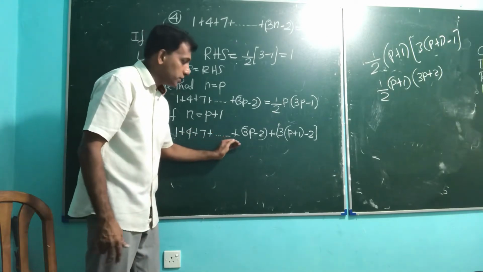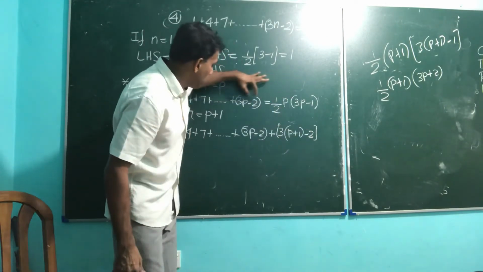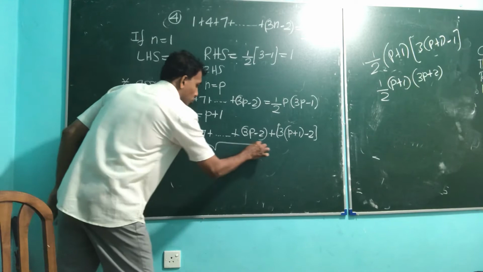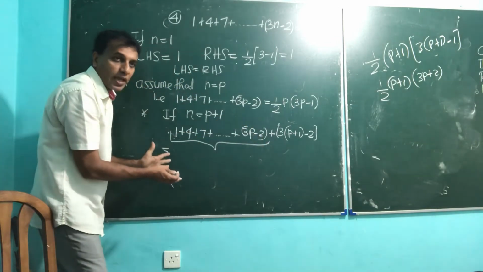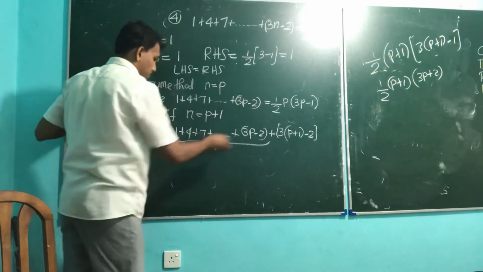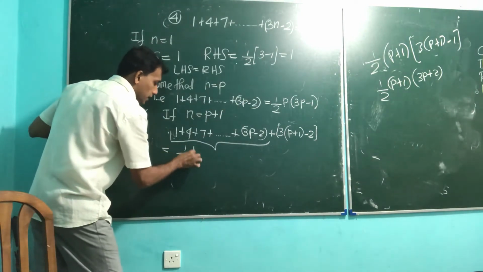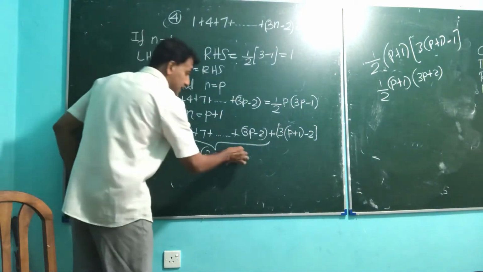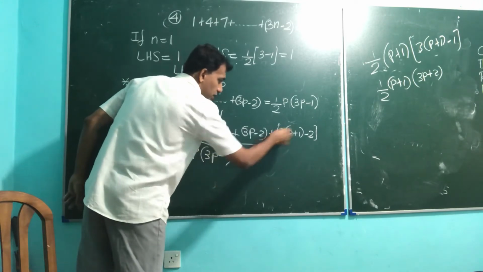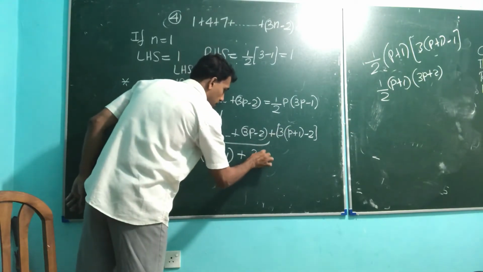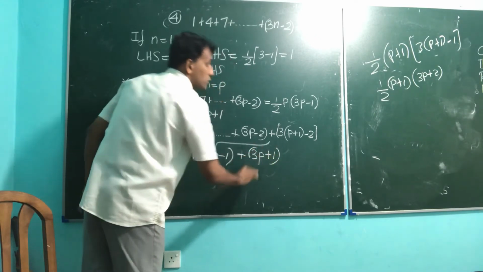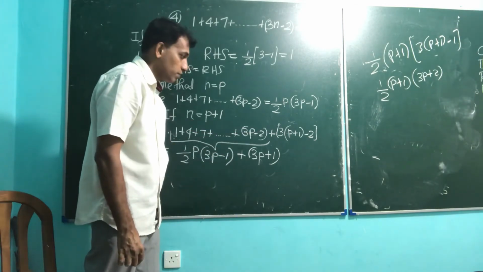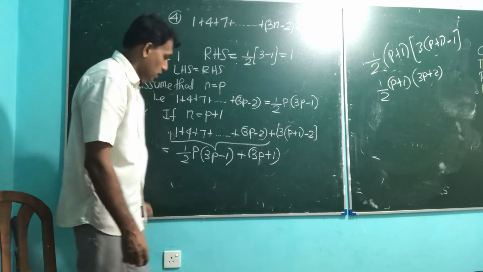Up to p numbers, it's the p plus 1. Where there is p, put p plus 1, right? So you know the answer for the assumption, the summation up to p numbers, from that earlier assumption: half p into 3p minus 1. Plus the additional one, I write the bracket multiple, 3p plus 1, that is 3p plus 3 minus 2. Further simplify.